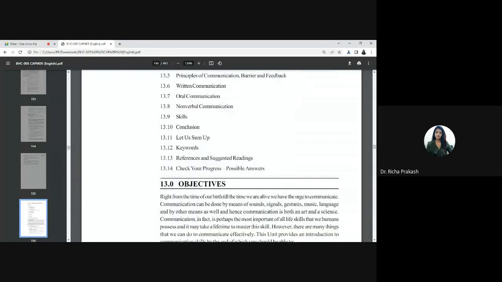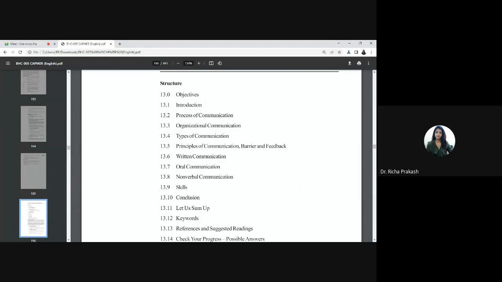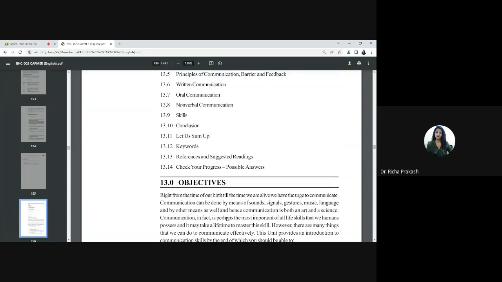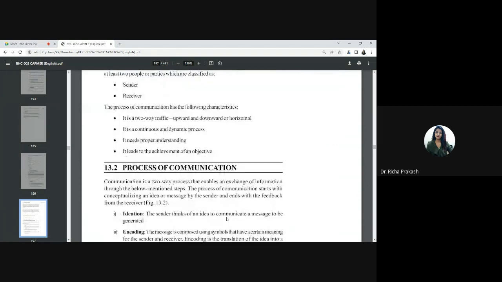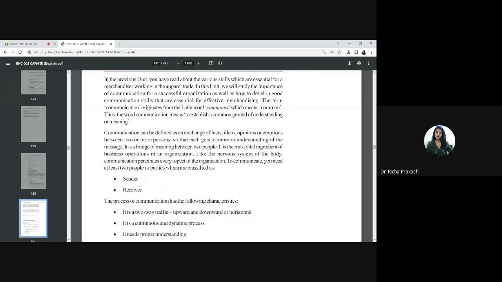Then coming to communication skills. Since the merchandiser is dealing with so many people, hundreds of people and so many businesses, communication skill is very important. Soft skills होना. So communication is something जो कि, I am right now communicating with all of you. So I am the sender and you are the receiver. So whenever a communication happens, there are two factors involved, sender and receiver.